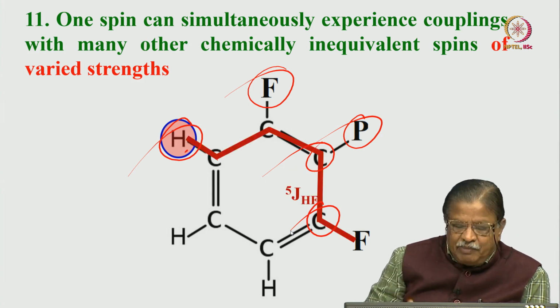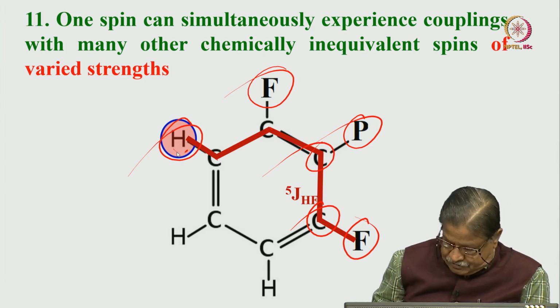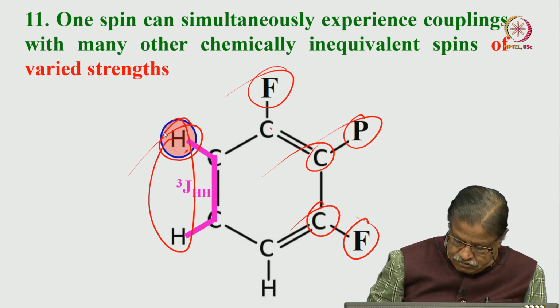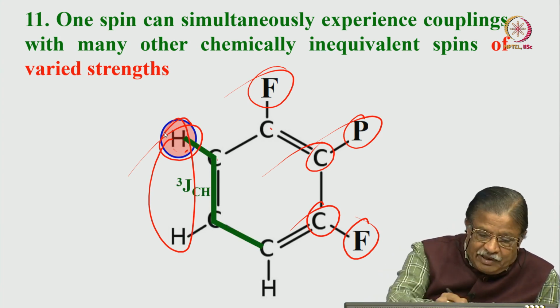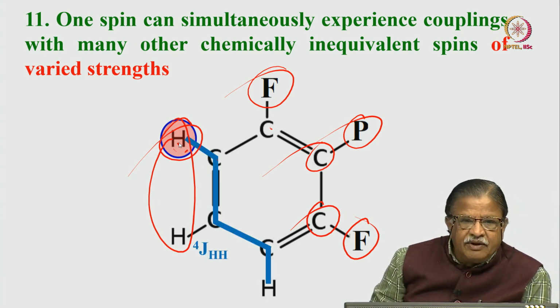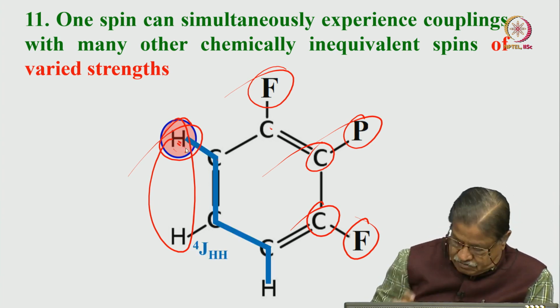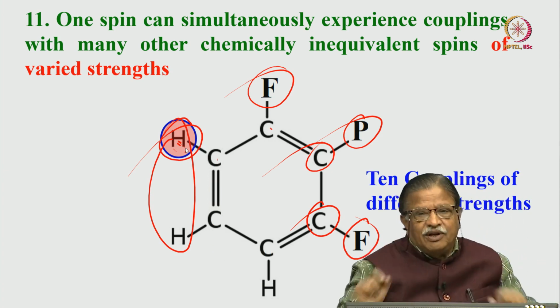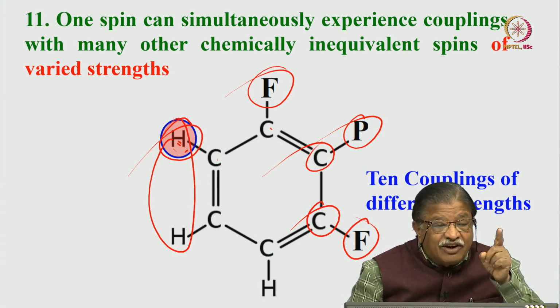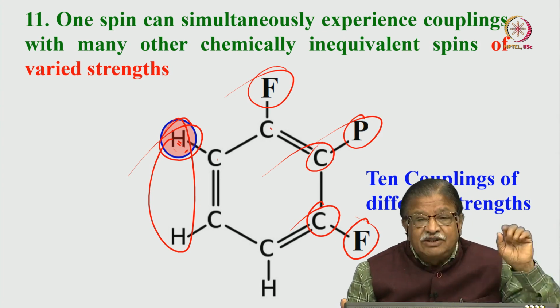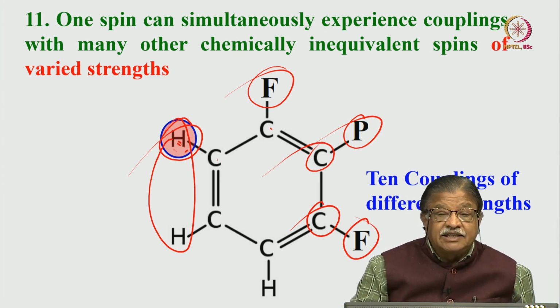It can have five bond coupling with this fluorine, heteronuclear again, and it can have three bond homonuclear proton-proton coupling. It can have three bond coupling between this carbon and this proton, and this carbon, that is also possible. You can have four bond coupling with this proton and this proton. See, one hydrogen in this molecule can have 10 different couplings. It can couple to any of these nuclear spins, and the strength of the interactions will be different, it need not be the same.